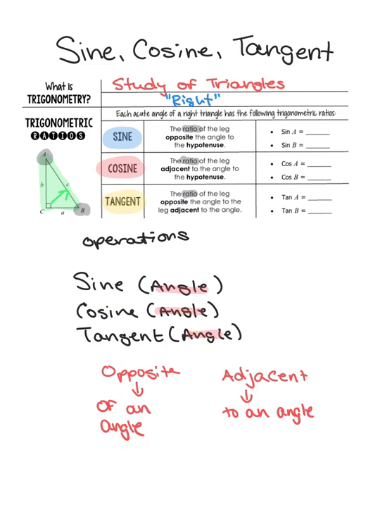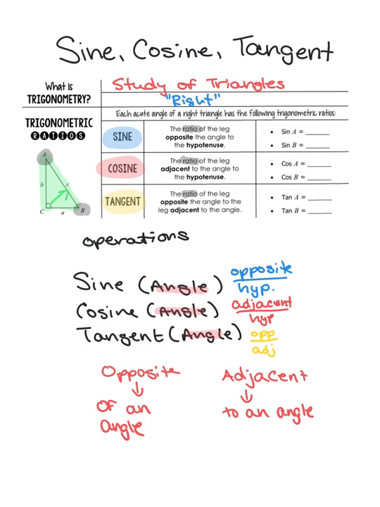Okay? So the sine is a ratio. The sine is the opposite over the hypotenuse. The cosine is the adjacent over the hypotenuse, and the tangent is the opposite over the adjacent.